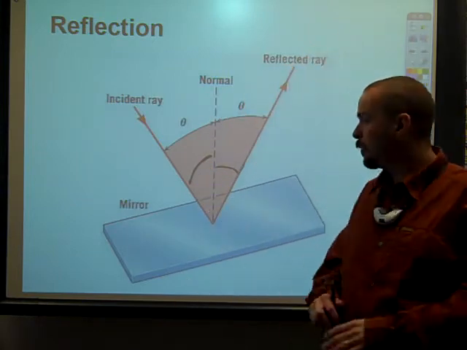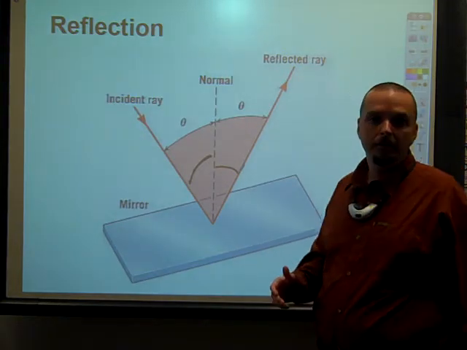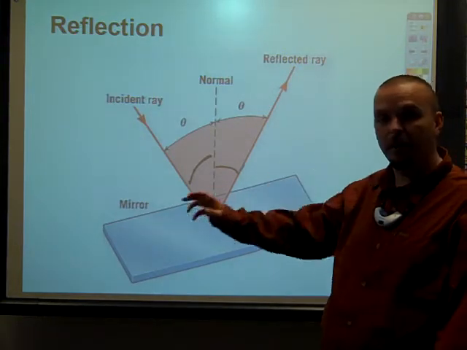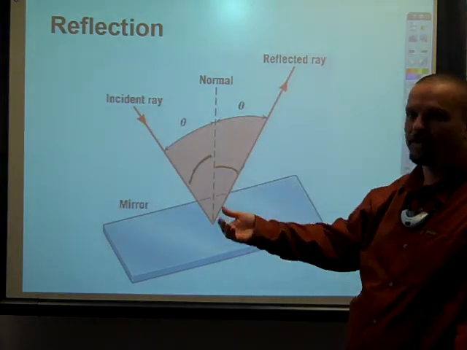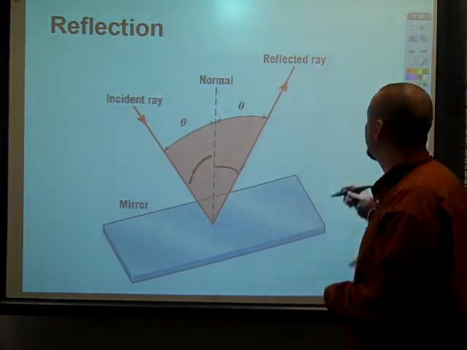Works for light and sound as well. We use mirrors as a source of reflection to see ourselves. The light leaves our body, hits the mirror, bounces back. It's reflection. Echoes are a reflection of sound.